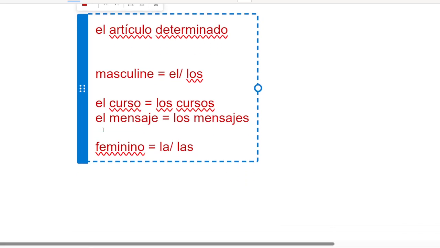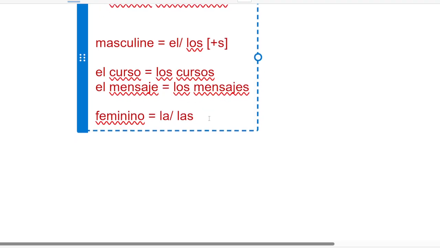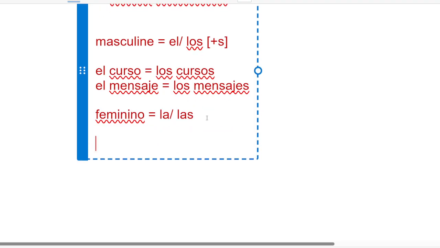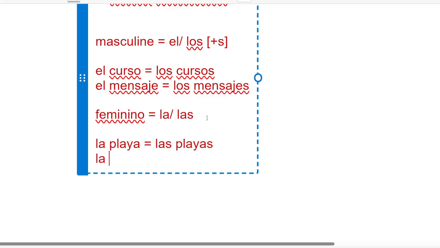mensajes. Simply by adding an S, they can also form the plural. Okay. So forming the plural, it will take plus S most of the time, but obviously there are exceptions, but that we will gradually understand. La playa. Las playas. La serie. Las series.